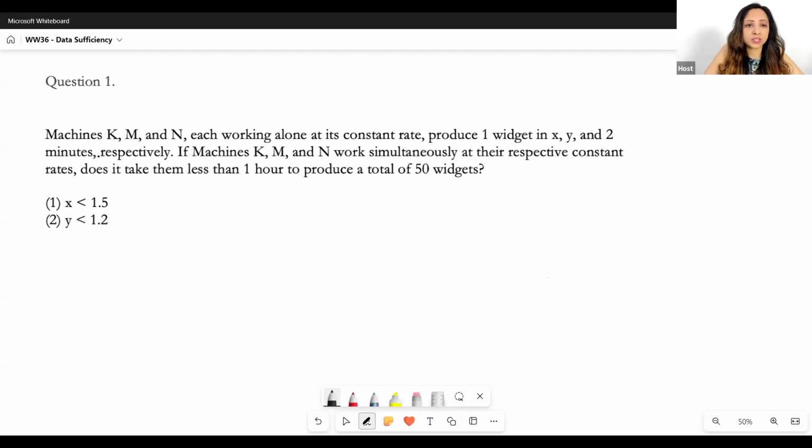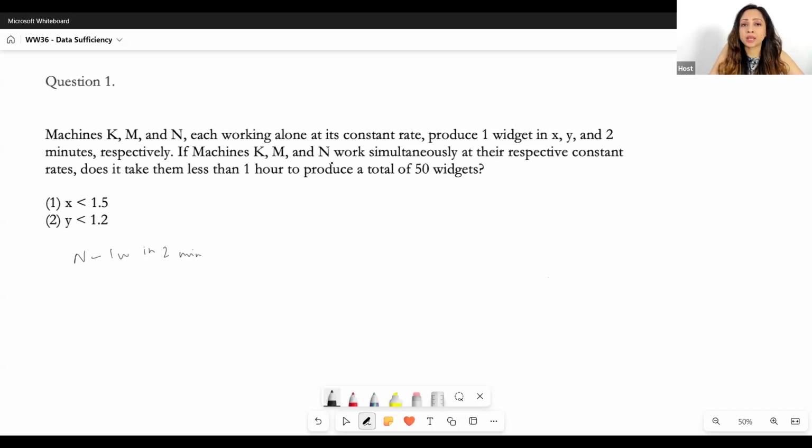Machines K, M, and N, each working alone at its constant rate, produce one widget in X, Y, and 2 minutes respectively. So they're saying machine K produces one widget in X minutes, machine M produces one widget in Y minutes, and machine N produces one widget in 2 minutes. So I have concrete data only for machine N. It says one widget in 2 minutes. Let me just write it down, I don't have to do it in the exam, I'm just writing it down for us right now. So N produces one widget in 2 minutes, the only concrete data in the first sentence.